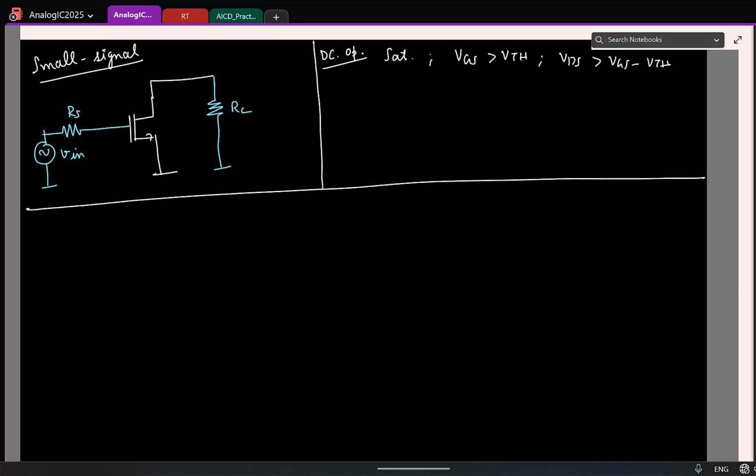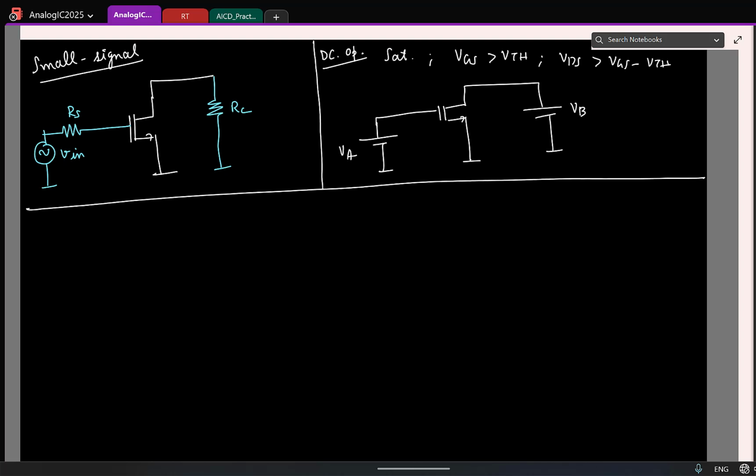So let's say I give you all sorts of ideal voltage sources. The simplest thing you would do is hook up a DC source, say some VA. Make sure the VGS is sufficient. Put another voltage source, say VB, and make sure that the VDS is sufficient.